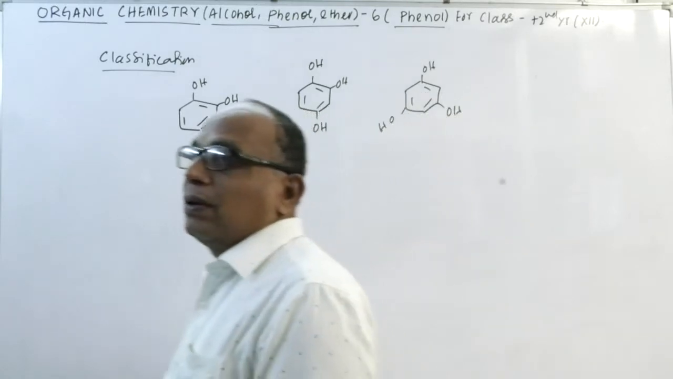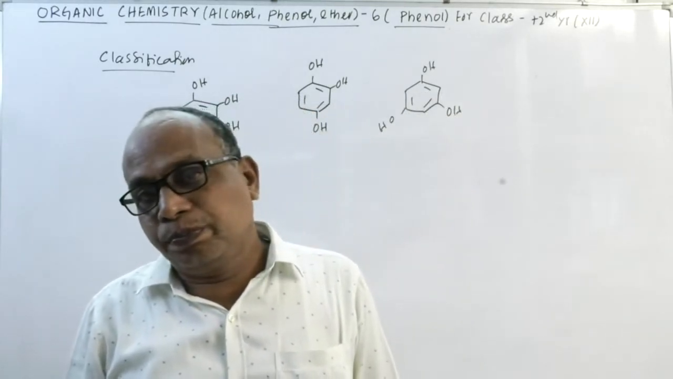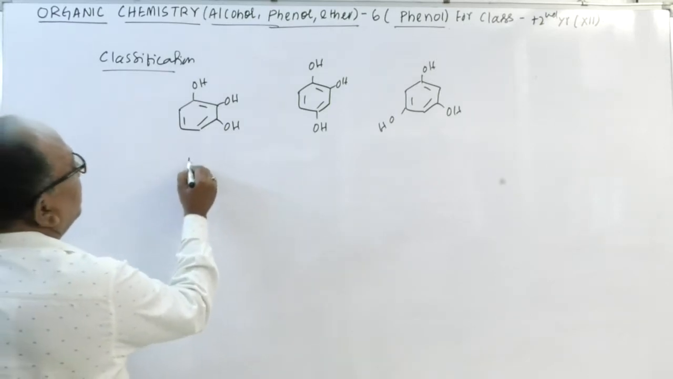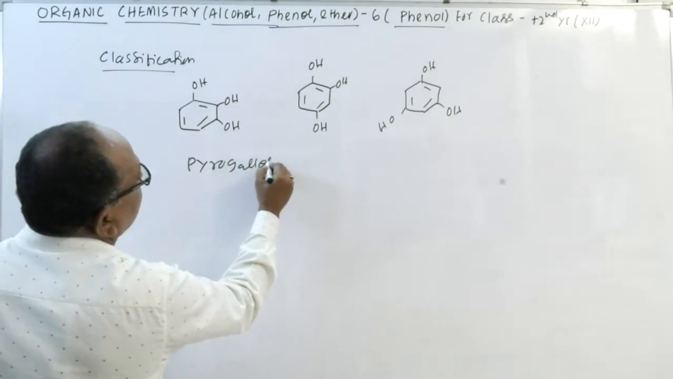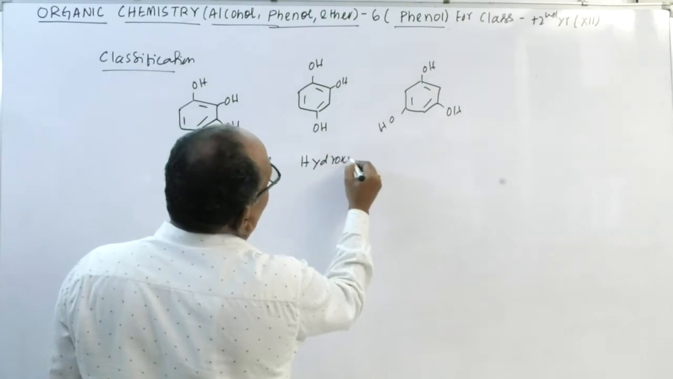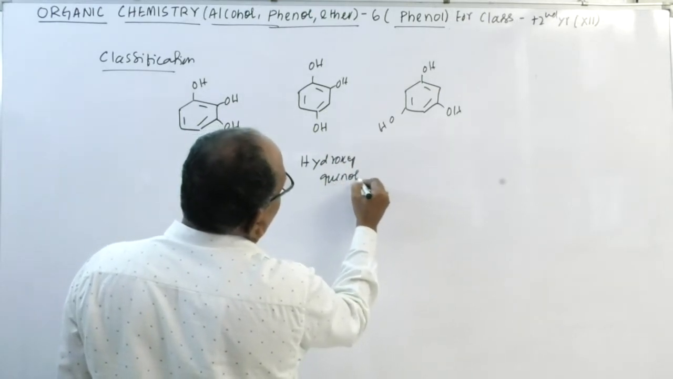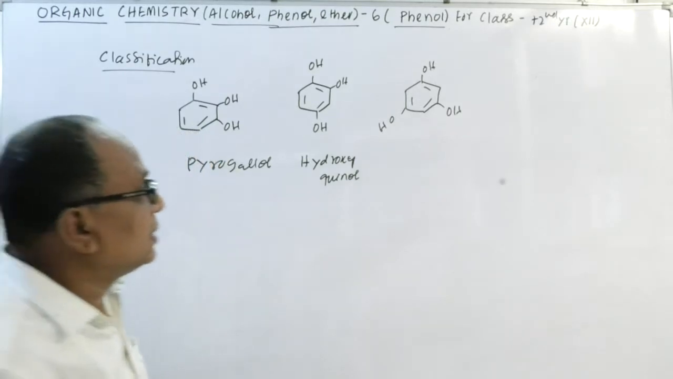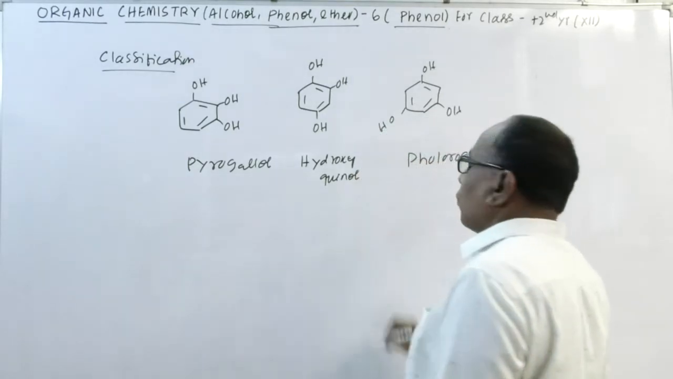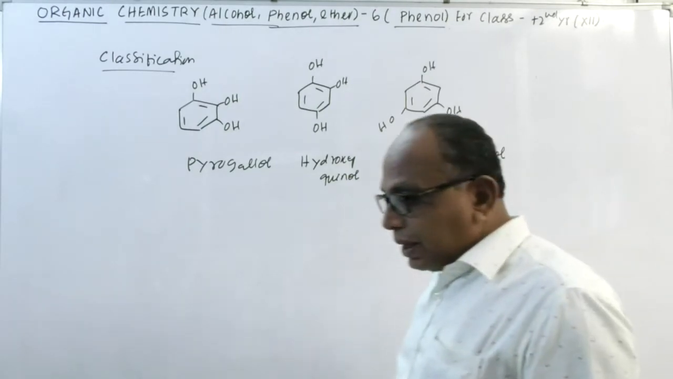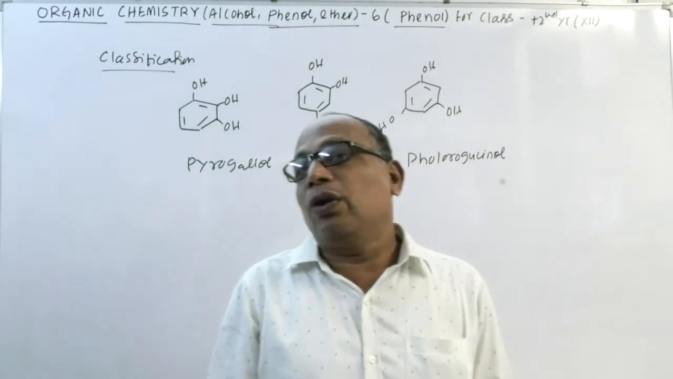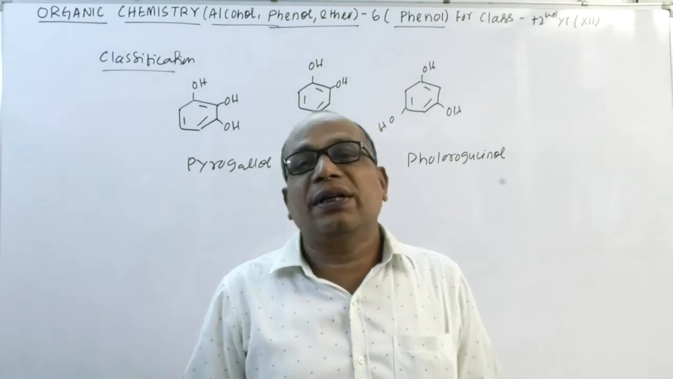You see, each molecule has 3 OH groups bonded to different positions in the benzene nucleus or benzene ring, and this is called pyrogallol, and this is called hydroxyquinol, and this is called phloroglucinol. What is called? Phloroglucinol. And these are the classification of phenol. The phenols are classified as monohydric, dihydric, or trihydric according to the number of OH groups bonded to the benzene nucleus.